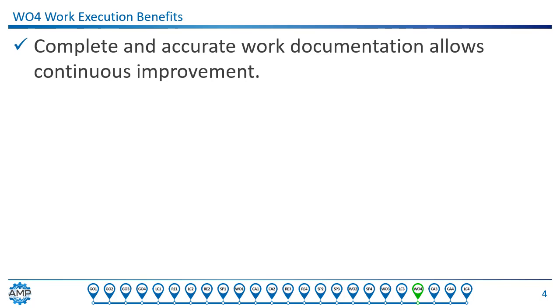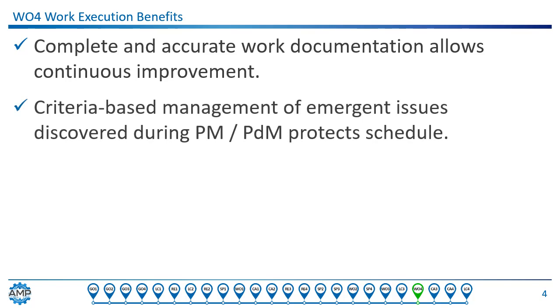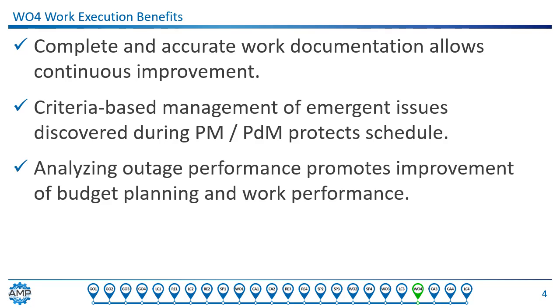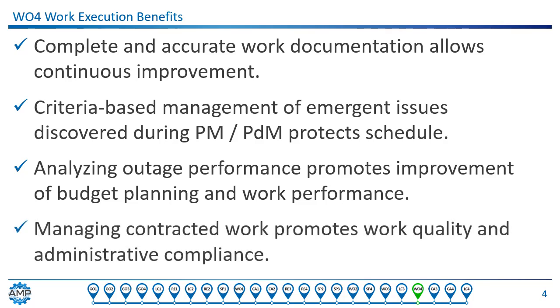When we execute routine work, we want to document the work consistently and accurately. The documentation allows us to analyze various data points from the work order over time and improve reliability. Executing emergent work based on criteria ensures we don't artificially inflate the urgency of any given issue and wreck our work schedule. Reviewing outage performance allows us to collect lessons learned and continuously improve outage management. Managing contracted work to our standards protects the business from variations in quality and compliance.